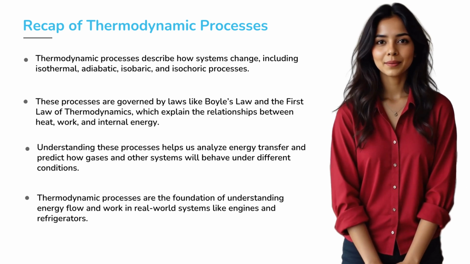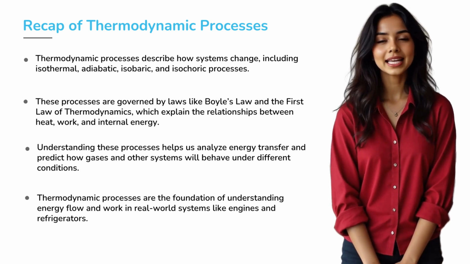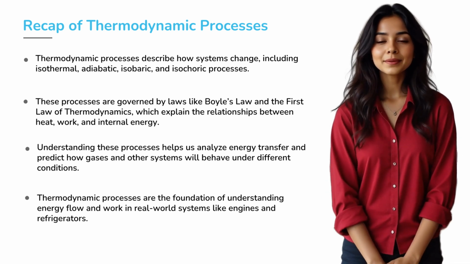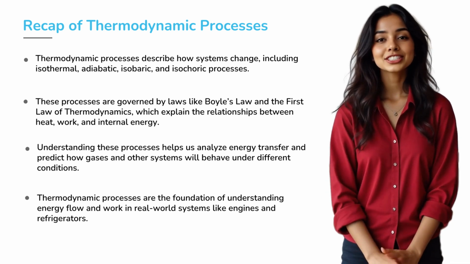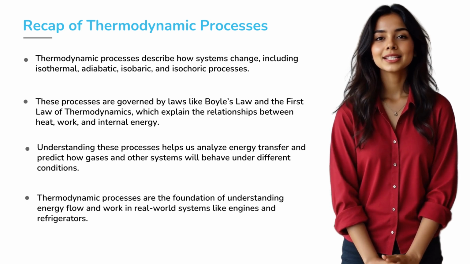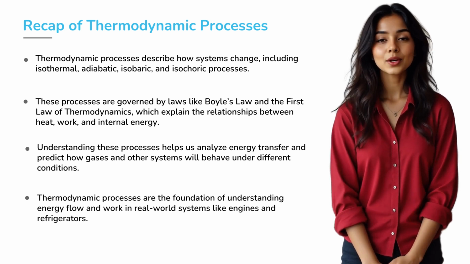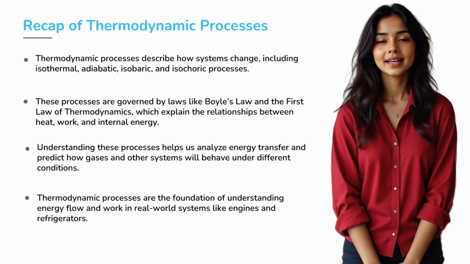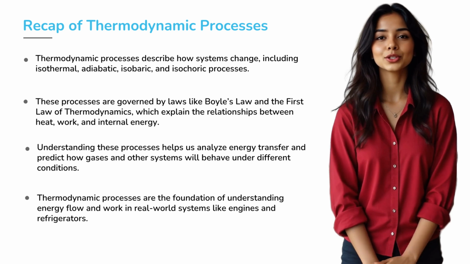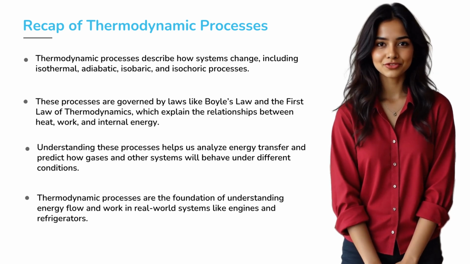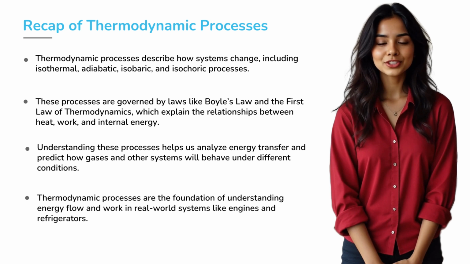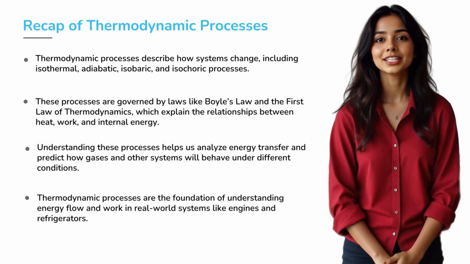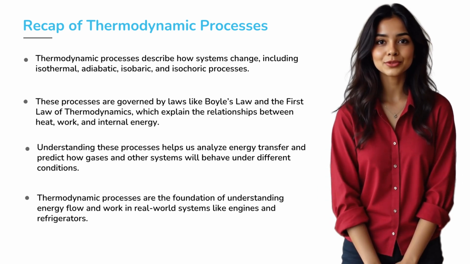To sum it all up, thermodynamic processes explain how systems change over time, with different rules for each type. In isothermal processes, the temperature stays constant. In adiabatic processes, no heat is exchanged, and in isobaric and isochoric processes, either pressure or volume stays constant, changing the system in different ways. These processes govern everything from engines to refrigerators, helping us understand how energy flows in systems.